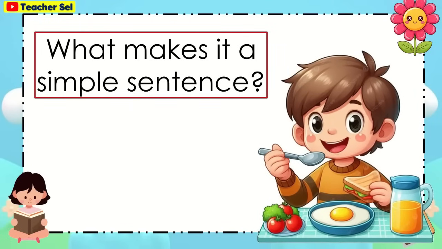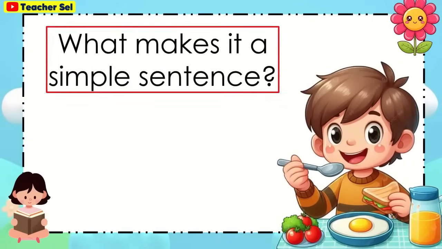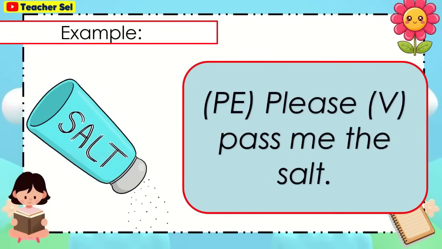What makes it a simple sentence? The given sentence is a simple sentence because it has a single independent clause with a subject I, a verb eat, and a complete thought. Example, please pass me the salt.